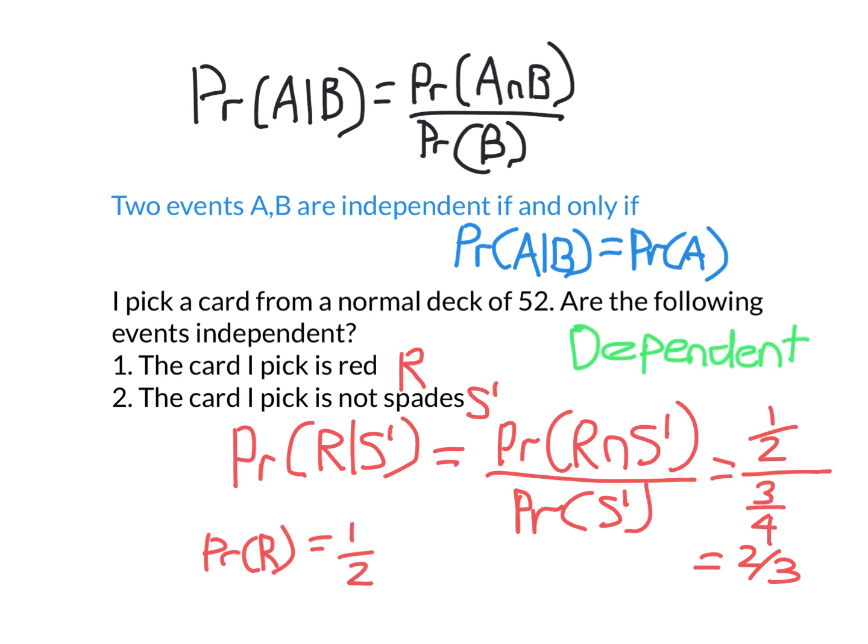If events are dependent, it means they affect each other's chances, and of course they do. If you know that the card's not spades, that increases the chance that it will be red. So these two are dependent, meaning they're not independent. All right, let's now look at a harder question.